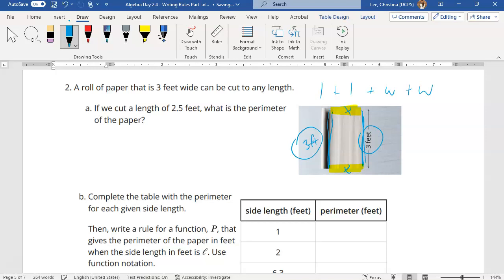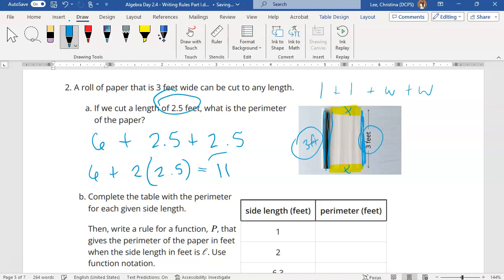that side length. So if we cut 2.5 feet, the perimeter of the paper would be 3 plus 3, because we know that these two sides here are always going to be 3 plus 3. So that's 6 plus 2.5 plus 2.5, or you can write this as 6 plus 2 times 2.5, right? Because adding 2.5 twice is the same as multiplying it by 2, and then we get 11, and we need to say, oh, not inches, see, look, very important, feet.